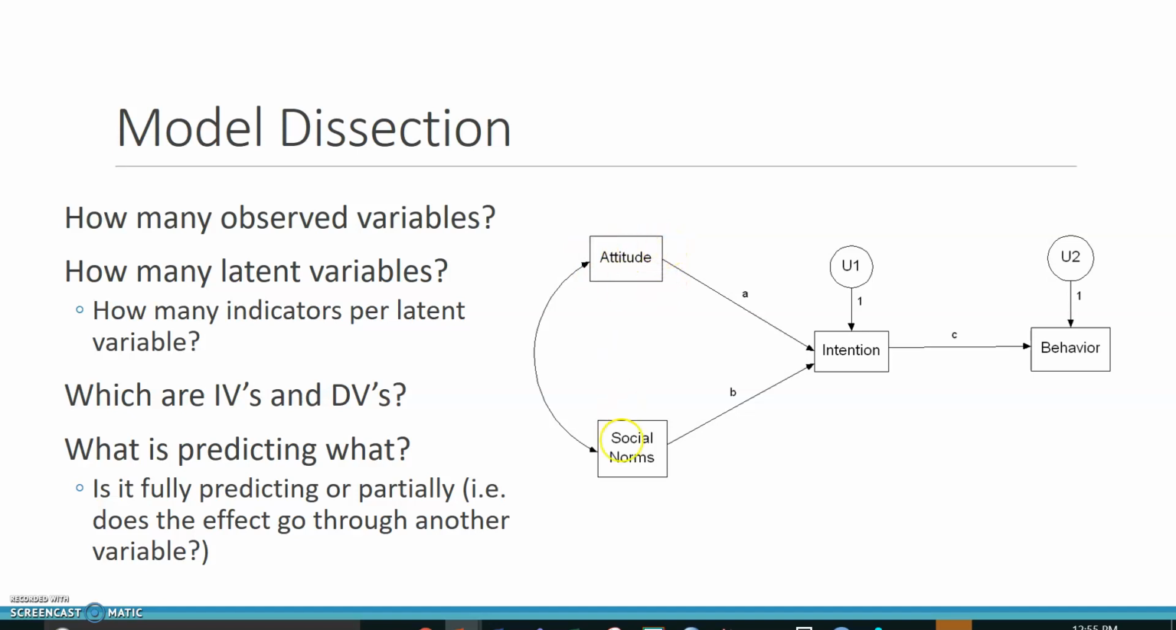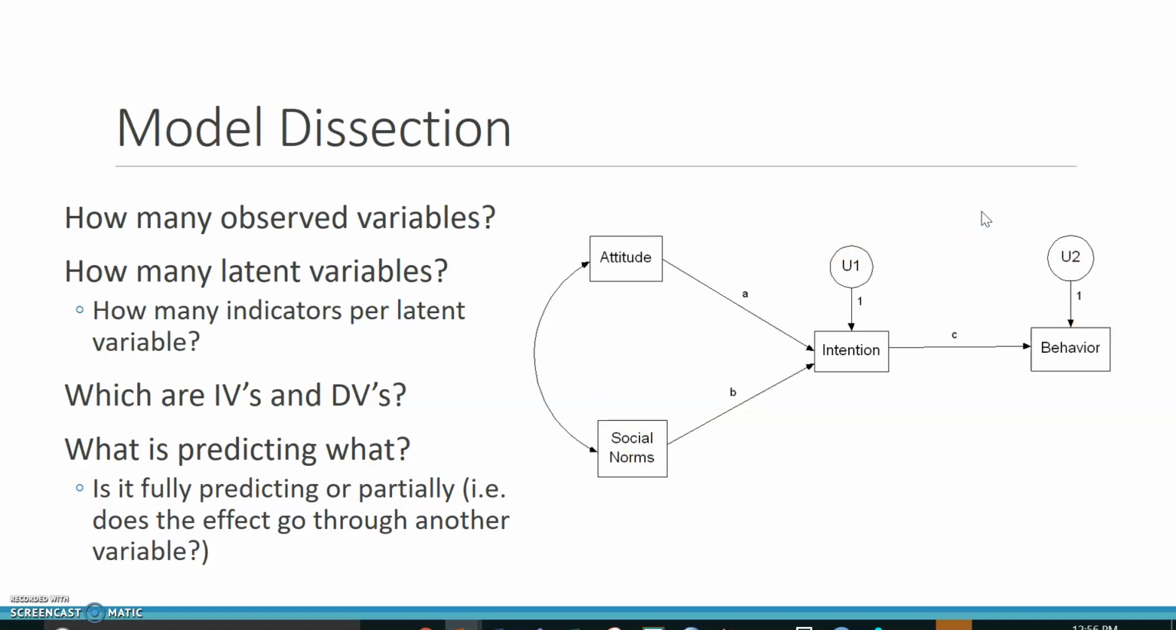There are 3 independent variables in this model. So I have attitude and social norms predicting intention, and intention also predicts behavior. So intention works as an independent variable and a dependent variable in this model at the same time. So I have 2 dependent variables in this case. And this is actually starting to get into mediation, where intention is kind of capturing some of the relationship between attitudes and social norms and the flow of effect between them into behavior.